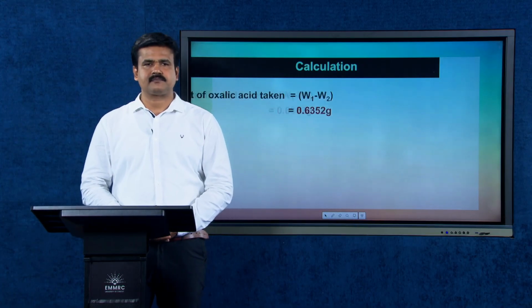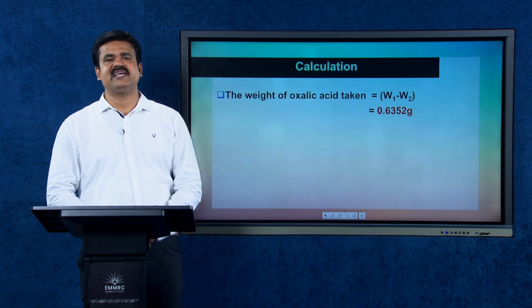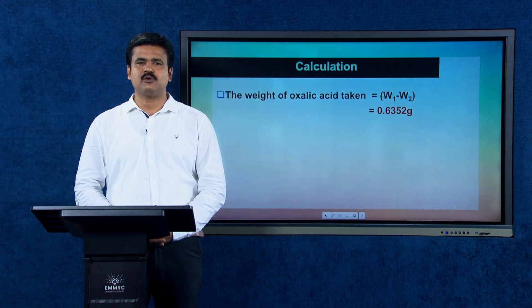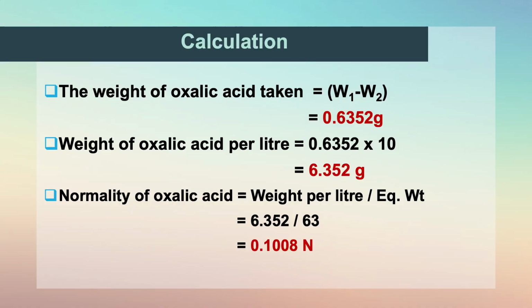Calculation. The weight of oxalic acid taken is equal to W1 minus W2, and let it be equal to 0.6352 gram. Weight of oxalic acid per liter is equal to 0.6352 multiplied with 10, and that will be equal to 6.352. Then normality of the oxalic acid solution that you prepared is equal to weight per liter divided by equivalent weight, that is 6.352 divided by 63, which is equal to 0.1008 normal.